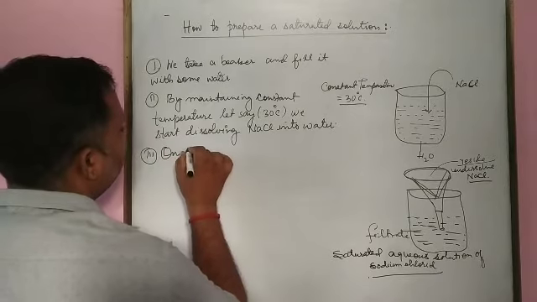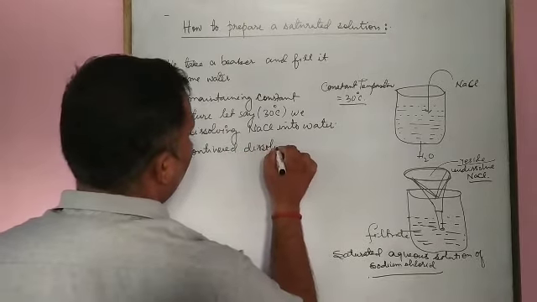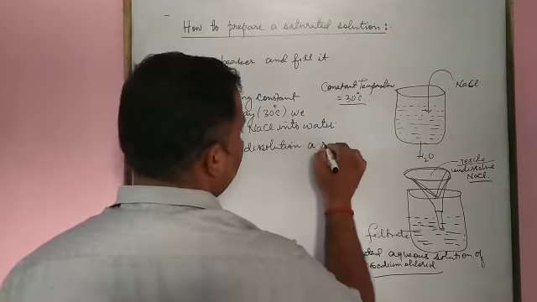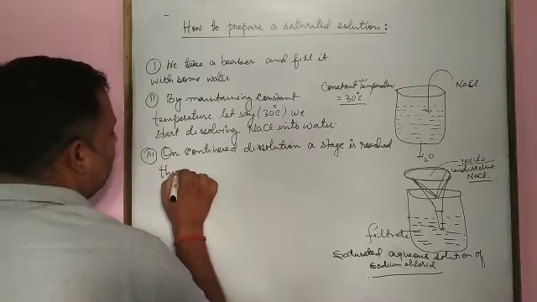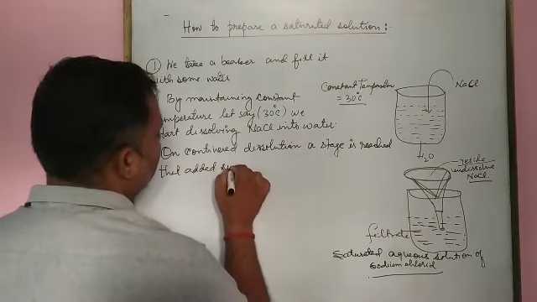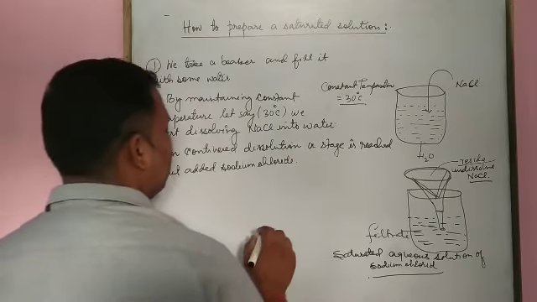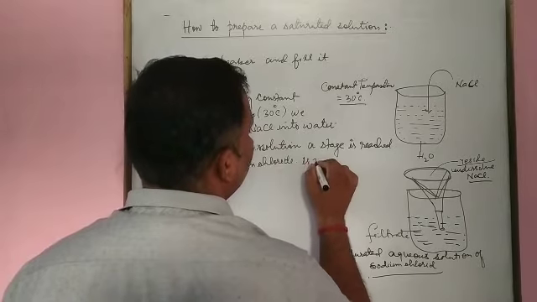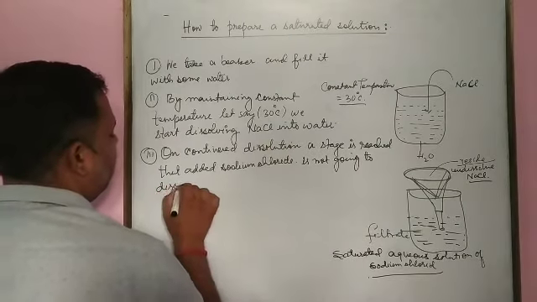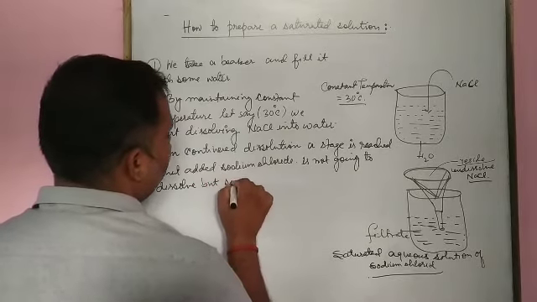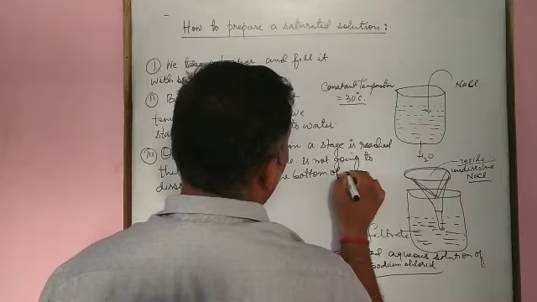On continued dissolution, a stage is reached where the added sodium chloride is not going to dissolve, but settles at the bottom of the container.